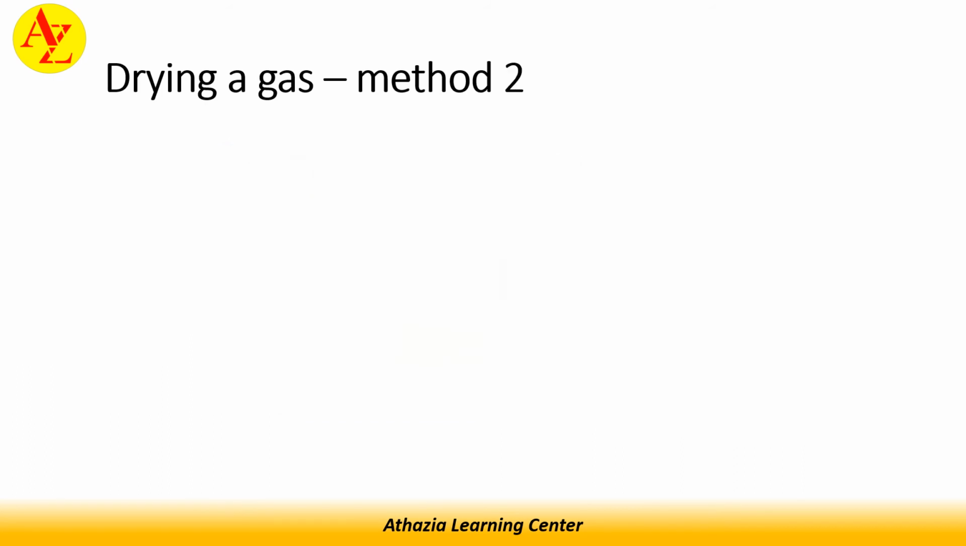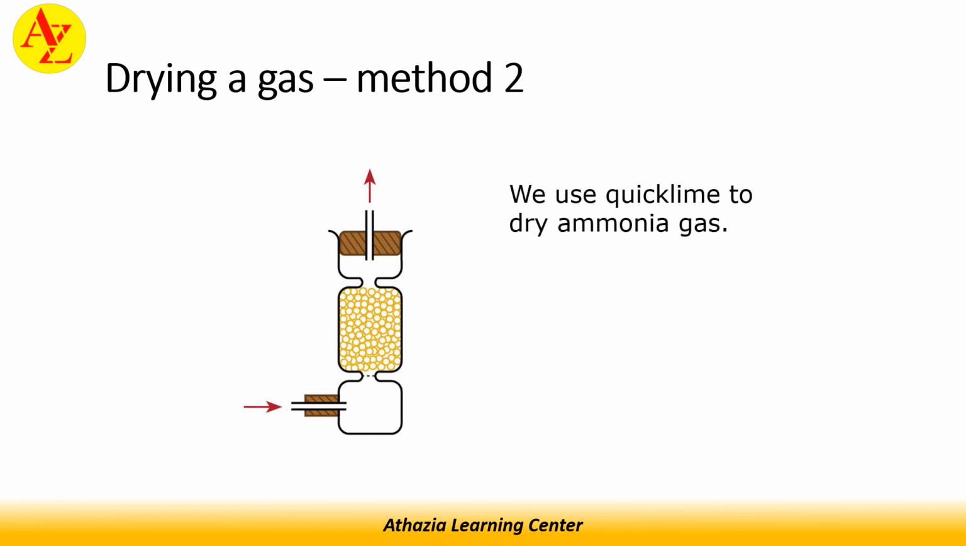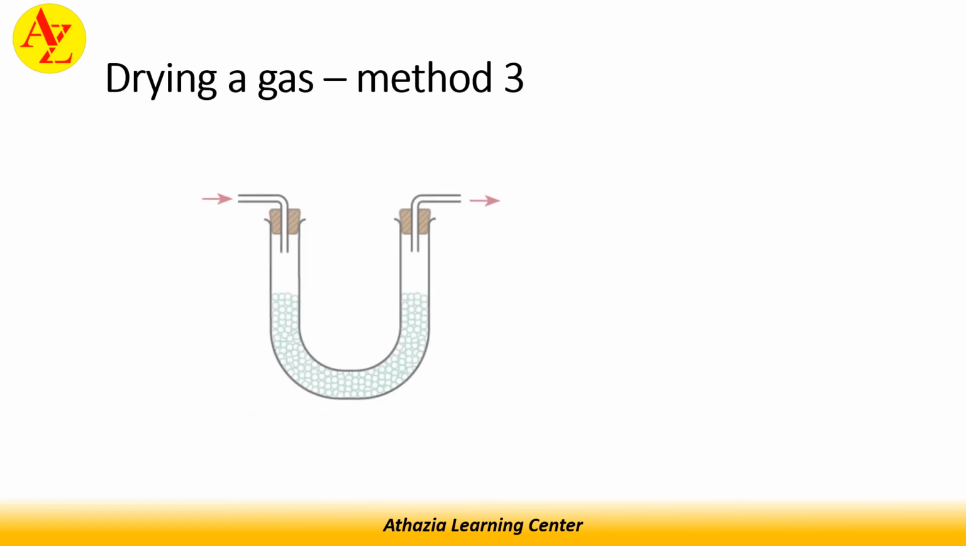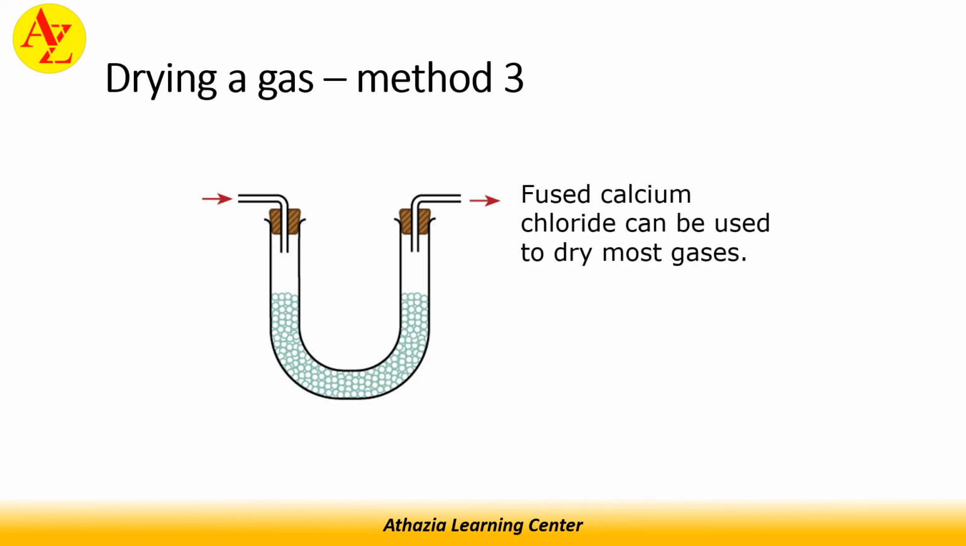The second method is using beads made of quicklime. This method is especially for drying ammonia gas. The ammonia mixed with moisture will pass through this quicklime and the quicklime will absorb the water vapor and let the ammonia pass through. The third method of drying gas is using a U-tube like this. We are using fused calcium chloride, which can be used to dry most of the gases.